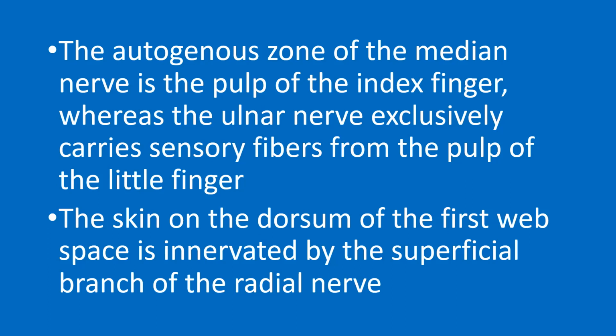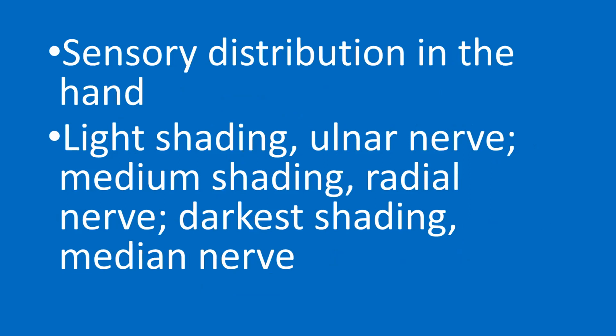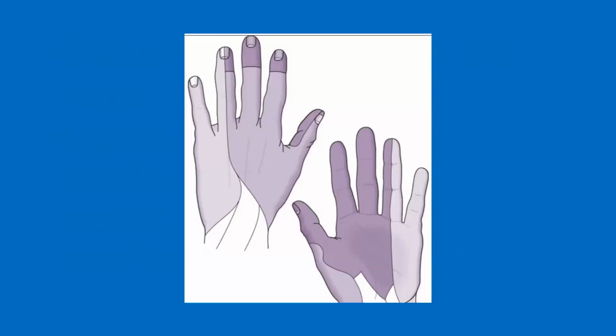The skin on the dorsum of the first web space is innervated by the superficial branch of the radial nerve. You have to know these. If you don't, then you won't be able to examine your patient properly. So you have to know well about the sensory distribution in the hand. The light shading is the ulnar nerve, the medium shading is the radial nerve, and the darkest shading is the median nerve. So you have to know this.